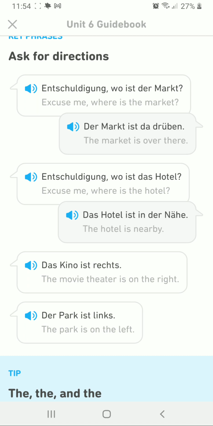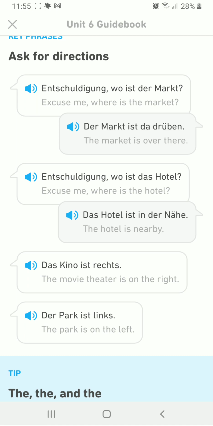So we know this word without knowing it. If you say something is right or correct, you say richtig. So das ist richtig, this is right. So the movie theater is on the right. You say simply rechts. Das Kino ist rechts. Excellent.